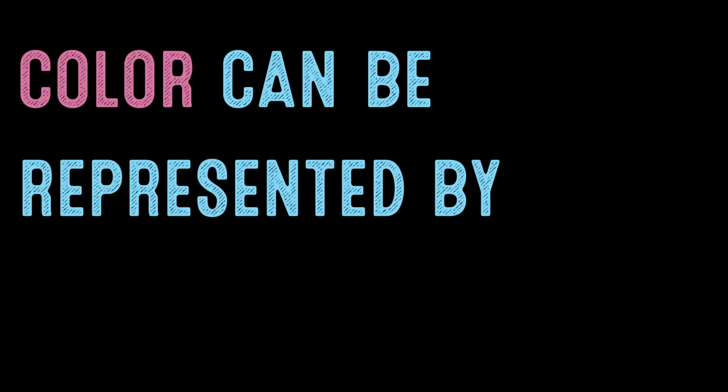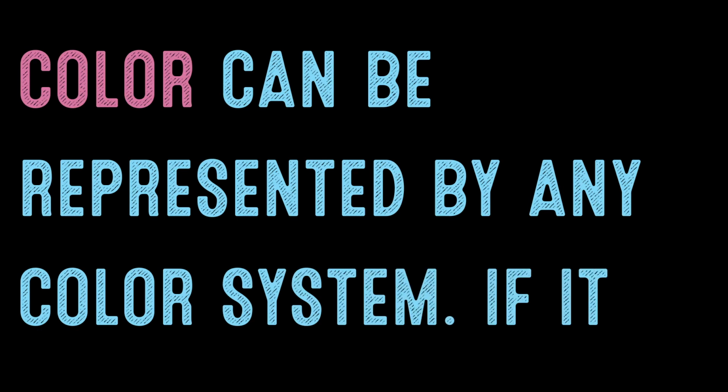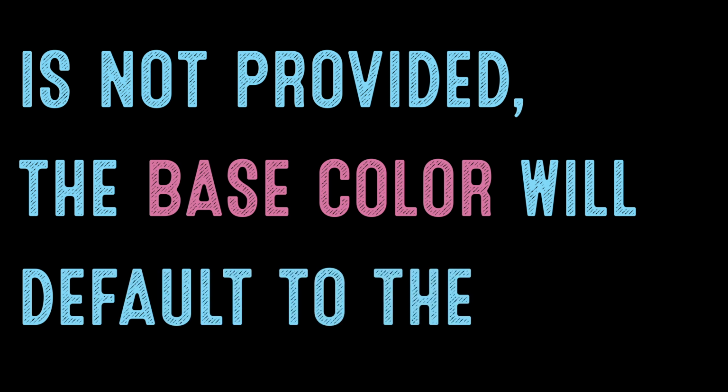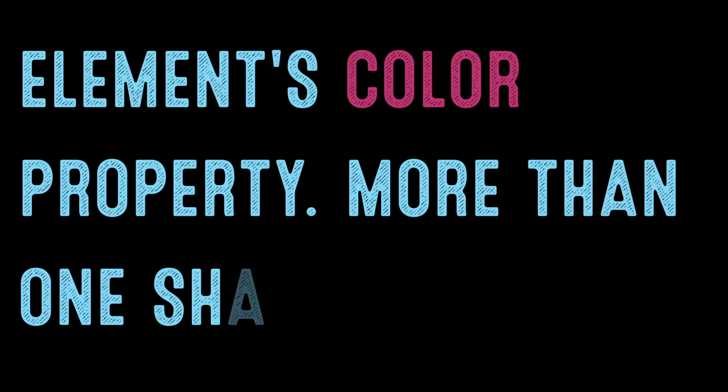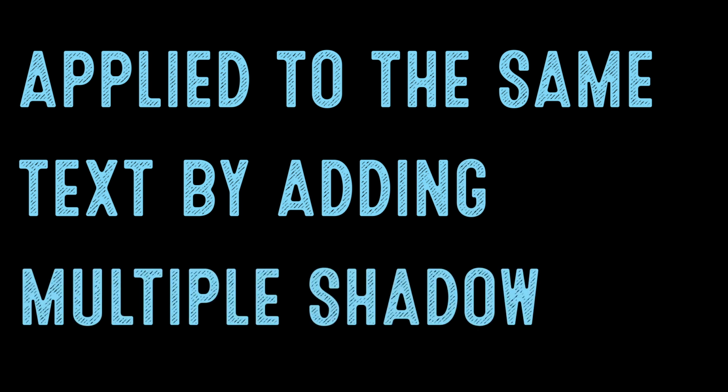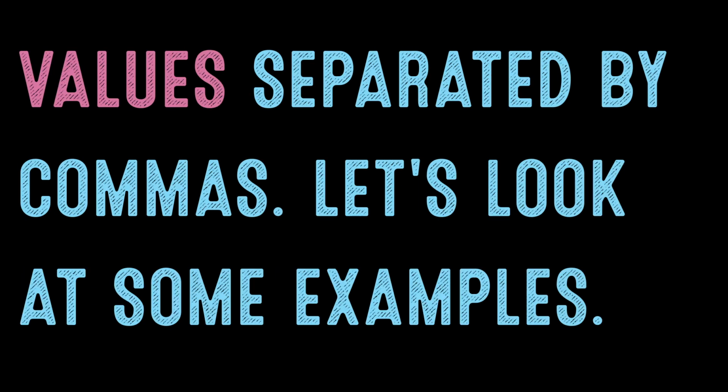The base color can be represented by any color system. If it is not provided, the base color will default to the element's color property. More than one shadow can be applied to the same text by adding multiple shadow values separated by commas. Let's look at some examples.